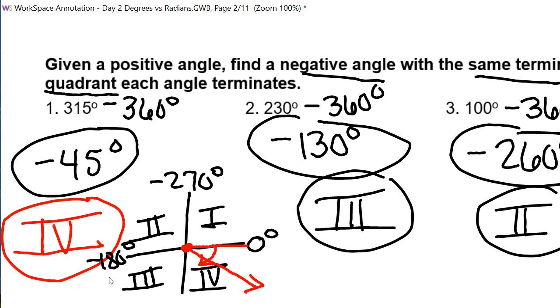Okay, next row of problems. We are still trying to find that negative coterminal angle. But this time, they don't give us degrees. What are they giving us? Radians. So instead of subtracting 360 degrees, how many radians is 360 degrees? 2 pi. So we need to subtract 2 pi.